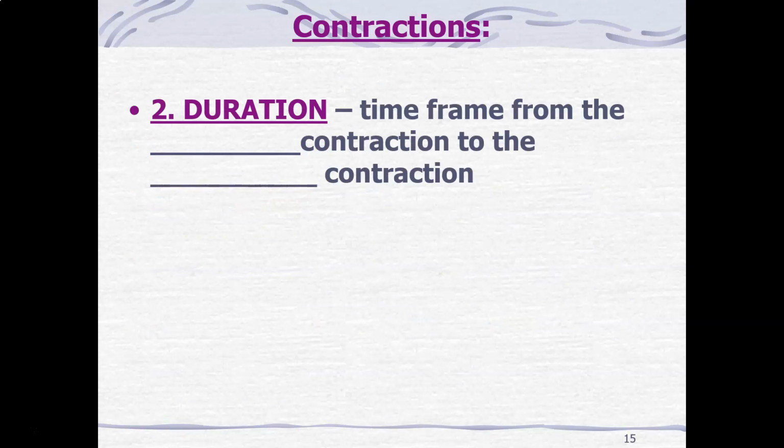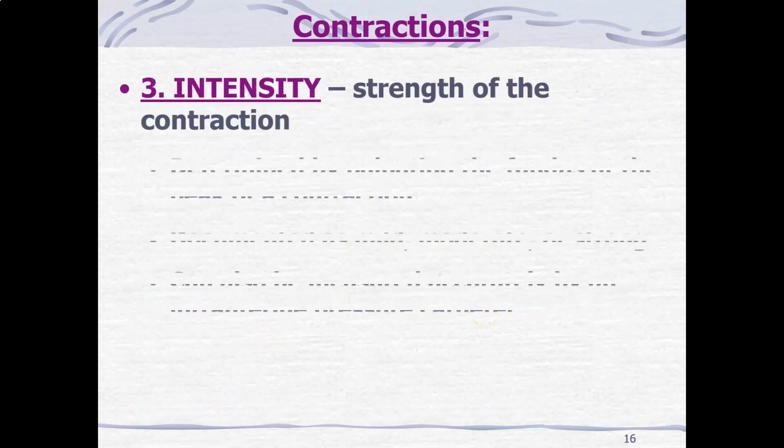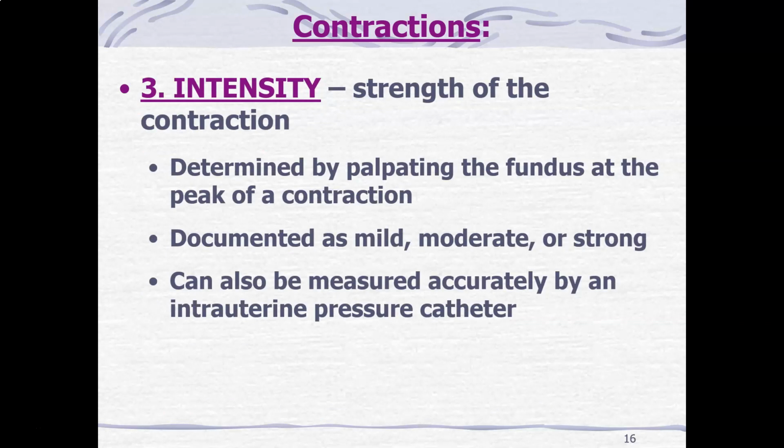And then you have the duration, which is the time frame from the beginning of the contraction to the end of that same contraction. And that wording is very specific to ensure that you understand it's not the end of the next contraction, it's the end of that same contraction. It's how long the contractions last, and it's measured and recorded in seconds. And then we have intensity, which is the strength of the contraction. It's determined by palpating the fundus at the peak of the contraction, so at the acme of the contraction. It's documented as mild, moderate, or strong.